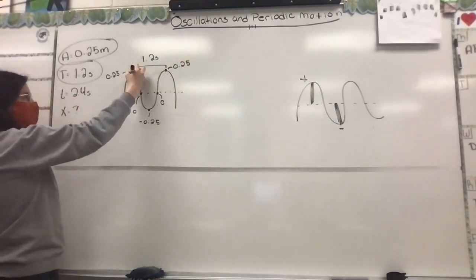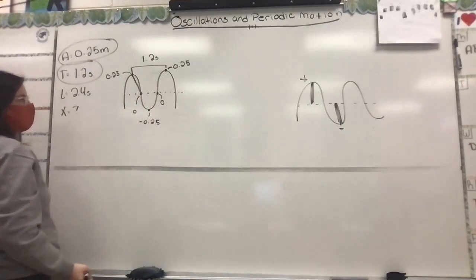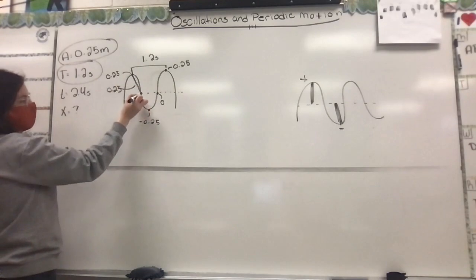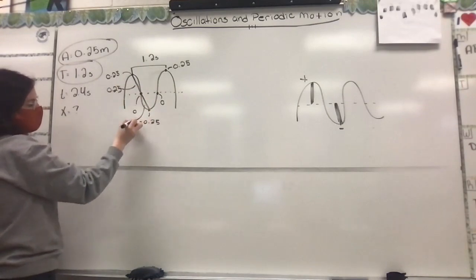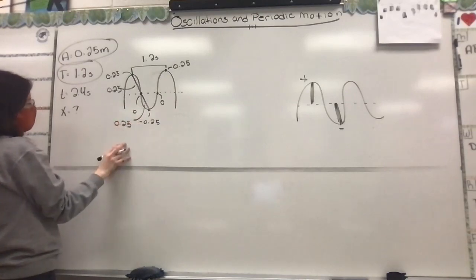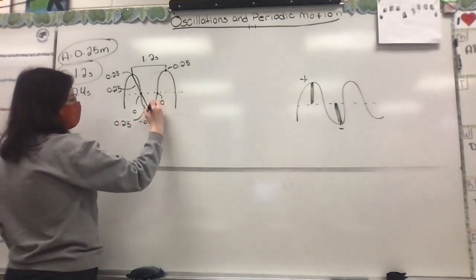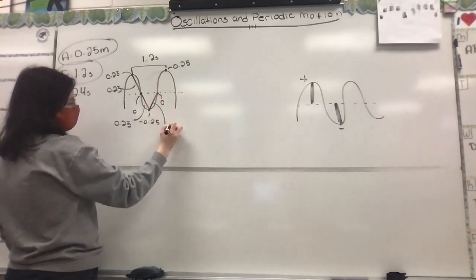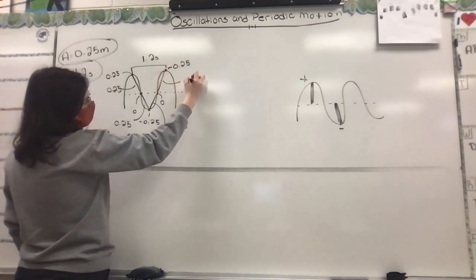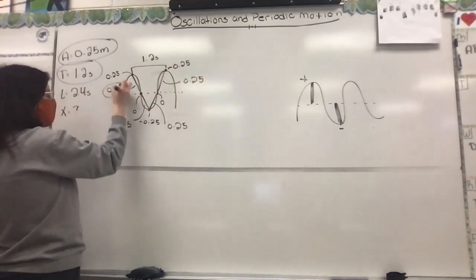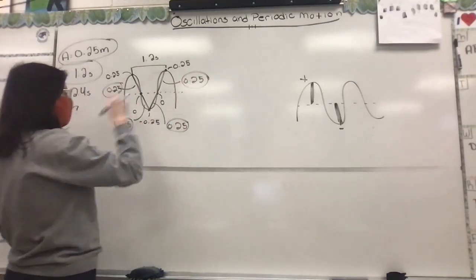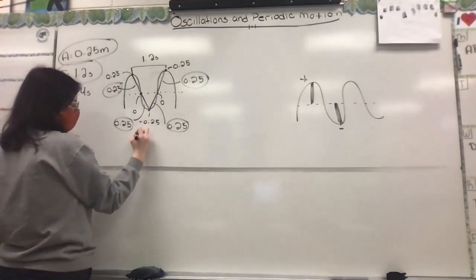Okay, so how far did I go from here to here? How far did I go when I was going from 0 to negative 0.25? Just 0.25, you guys. This is just distance, not displacement. How far did I go when I was going from negative 0.25 to 0? And then finally, how far did I go from 0 to 0.25? Okay, so I went 0.25, then 0.25, then 0.25, then 0.25. If I add all of those together, how far did I go?